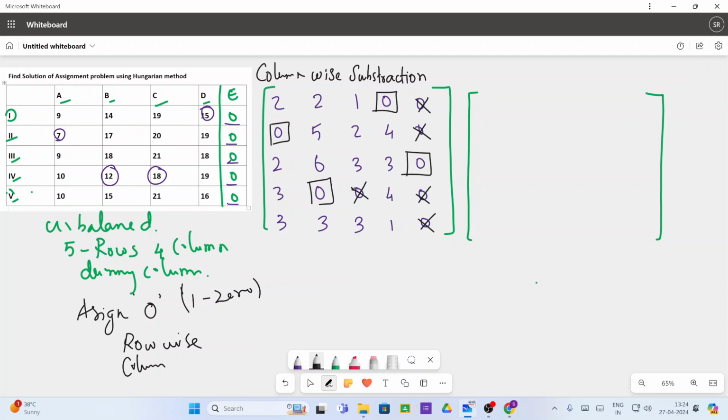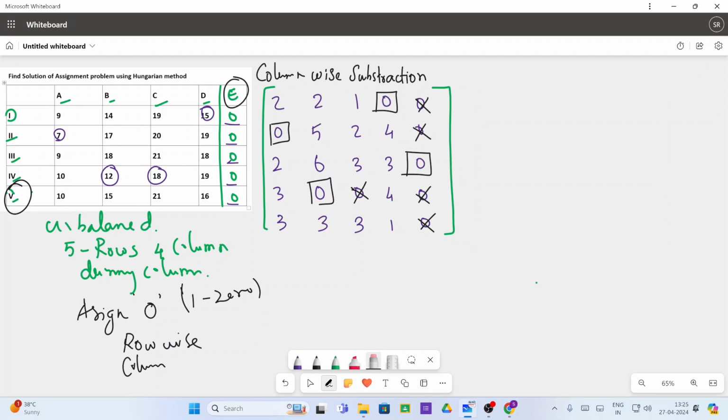So how many assignments do we have? We have a total of four assignments, but we should have five assignments because we have five people and five machines. In this we have only four assignments. So the next step is to find out which row doesn't have an assignment at all.